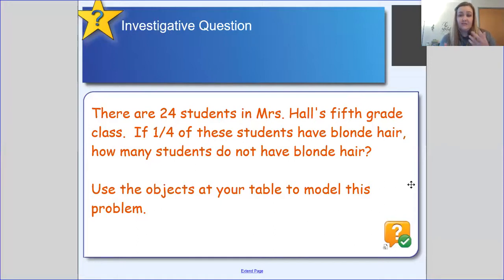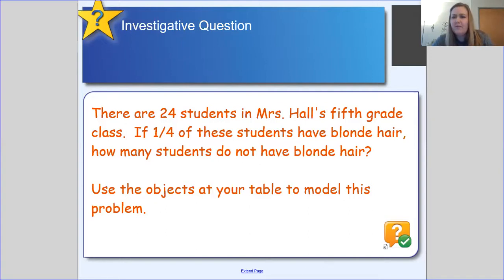You could use objects for this. So if you had a ton of Legos, maybe you take 24 Legos and you spread them out into 4 groups, because they're saying it's in 4 parts. But there could be an easier way to do this: if I were to take 24 divided by 4, I'd see how much was in each fourth of that. Now, there are some different ways we can go about that. If I go 6, 6, 6, and 6, because 6 times 4 is 24, I know that a fourth is 6 students. So we could say 6 of the students have blonde hair, but that leaves 18 other students who do not have blonde hair.